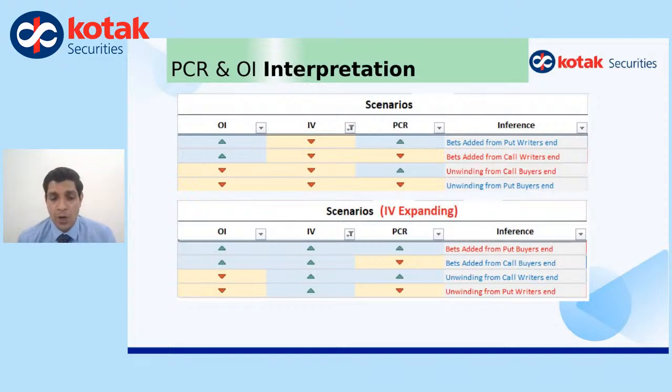Usually the put call ratio is between 0.7 and 1.3. So this is the usual range of the put call ratio, and anything beyond this range would mean that there is an event or something which might come up in the near term. Okay, so that is the basic interpretation of put call ratio.